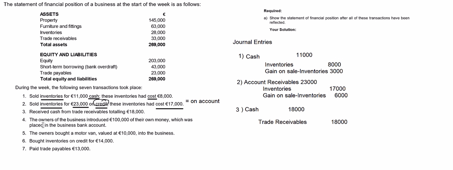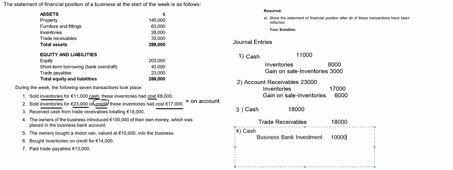Next, number 4, the owners of the business introduced 100,000 euros of their own money, which was placed in the business bank account. So that means that's about equity, and we have more cash in here, and we put about business bank investment. So that should be about 100,000 in here. About cash, we got about 100,000.